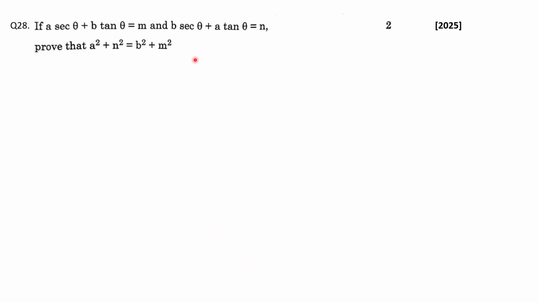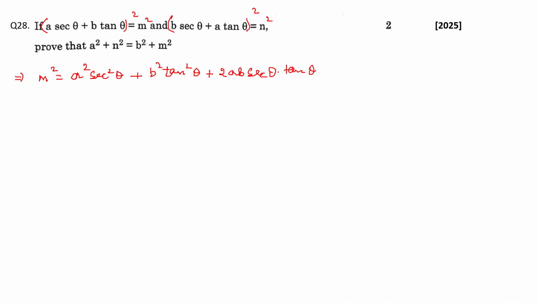Question 28 is also one of the important questions. If A sec theta plus B tan theta equals M and B sec theta plus A tan theta equals N, prove that A square plus N square equals B square plus M square. So here also I am going to square on both the sides. Let's use (a plus b) whole square. So M square will be A square sec square theta plus B square tan square theta plus 2ab sec theta into tan theta. Not minus, it is plus only.